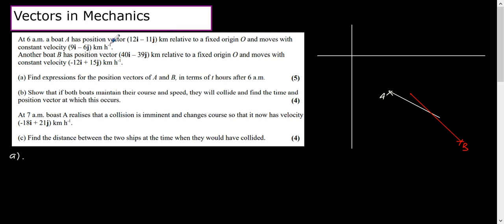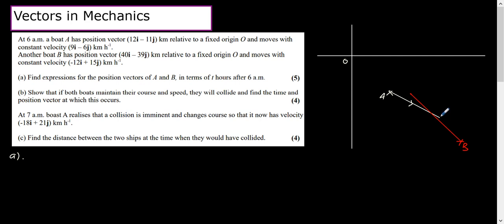6j kilometers per hour. So that means that boat A, if we were to imagine it on a set of coordinate axes, which is a good way to visualize these vectors if you're unsure, starts off down here somewhere. So from our origin O, 12 to the right and 11 down. That's where boat A starts from this vector. And then it moves, and its constant velocity here tells us the direction it's going to move. So it goes from there, 9 to the right and 6 down every hour.